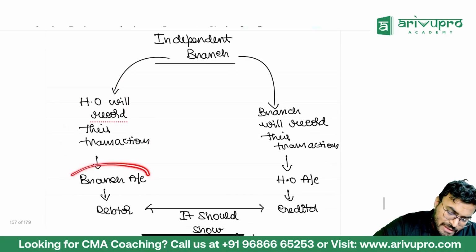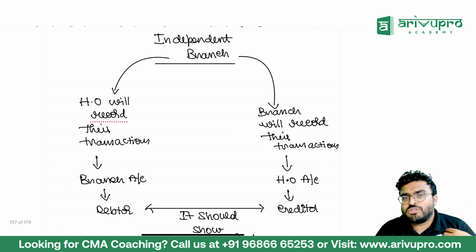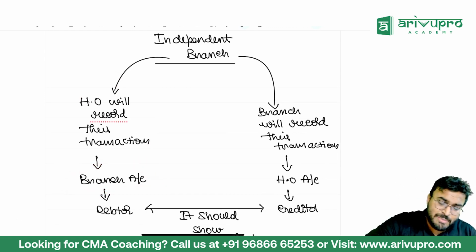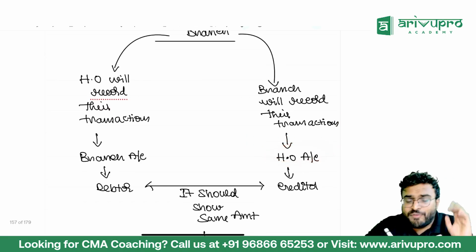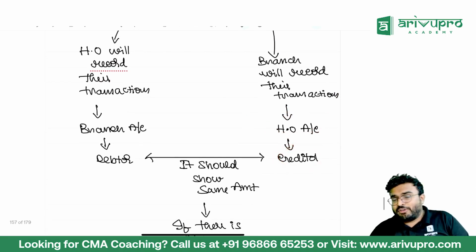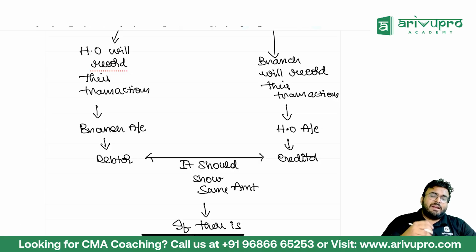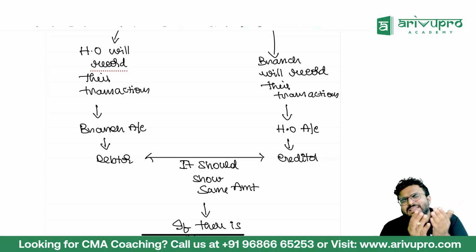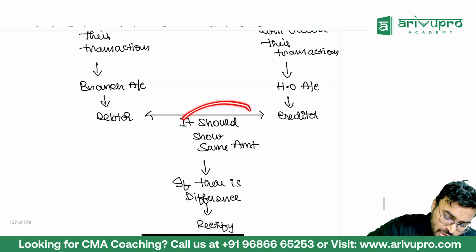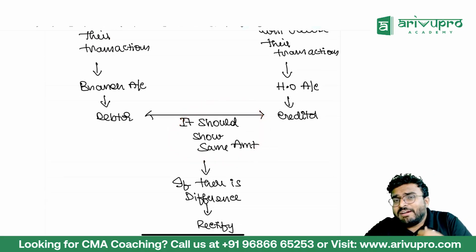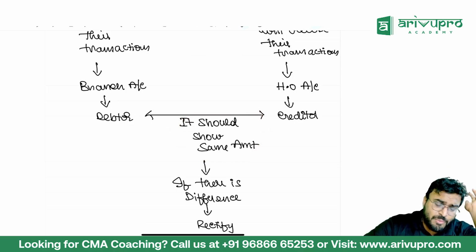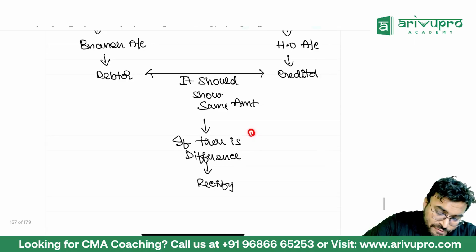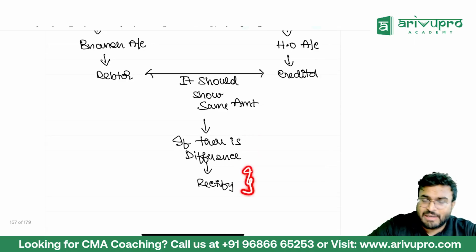Branch account. We will maintain one branch account to show that the branch is a debtor because they have to give us money. Branch will record their transactions and maintain one head office account because head office is a creditor for them. So head office will show branch as a debtor and branch will show head office as a creditor. It should show the same amount. If I say I have to pay you 100 rupees, you also have to say that you have to get 100 rupees from me. We should be on the same page. If there is a difference, that has to be rectified.